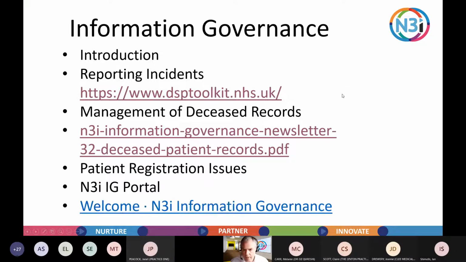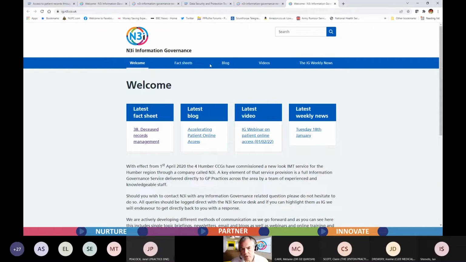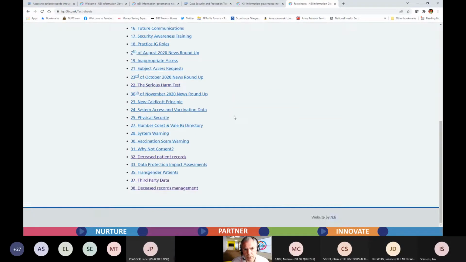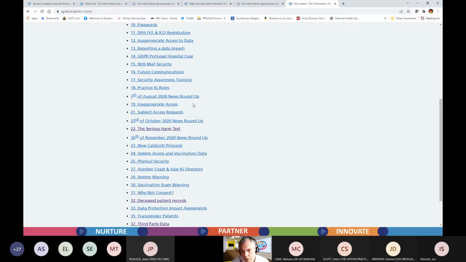Okay, and finally, as I mentioned, Ian has popped the portal in the chat. This is our N3i IG portal, which has all the stuff about IG that we do. So there's the fact sheets I mentioned. There's the deceased patient records one there. There you go, a list of fact sheets on single page documents, just talking about those specific issues.